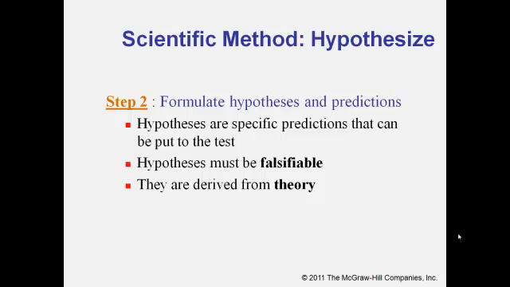Okay, so the next step, once you've observed your phenomenon and the variables that you are interested in observing, you would then formulate your hypotheses and predictions. You would create specific testable predictions, and that's what a hypothesis is. And a hypothesis must be falsifiable. What that means is you have to be able to be proven wrong if that's the true nature of things. You can't just make a prediction that can't be proven wrong, then you'll always seem right.